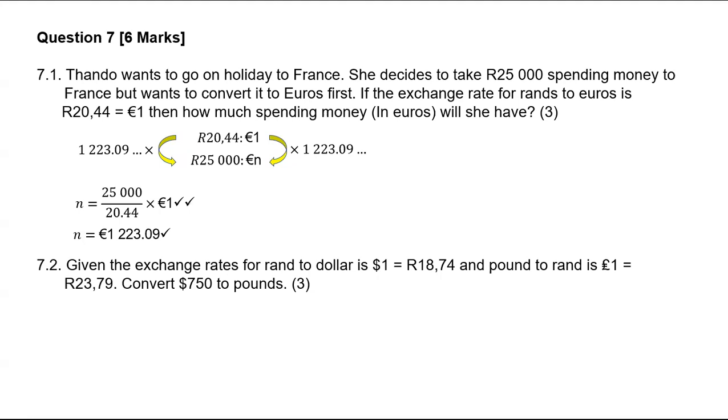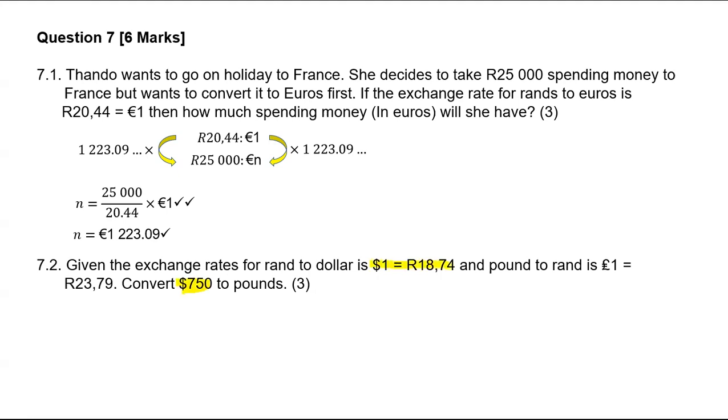Let's go to the second one. Given the exchange rate to the dollar is $1 is equal to 18 rand 74, and pounds to rand is 1 pound is equal to 23 rand 79. We need to convert $750. That's where you are going to start. The value that you are given is the 750 and it's in dollars.